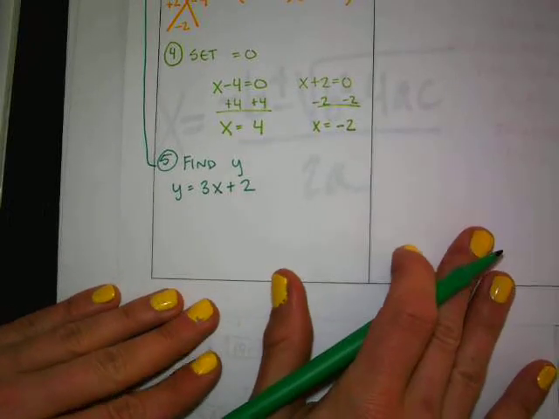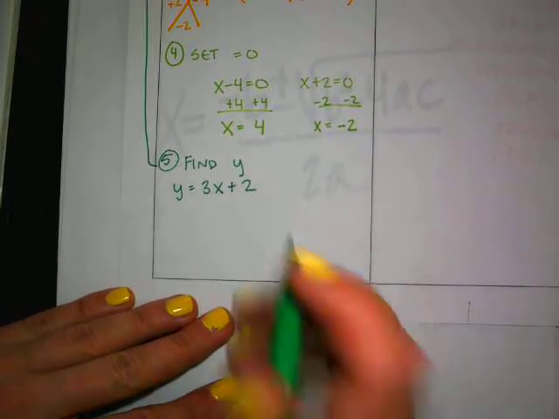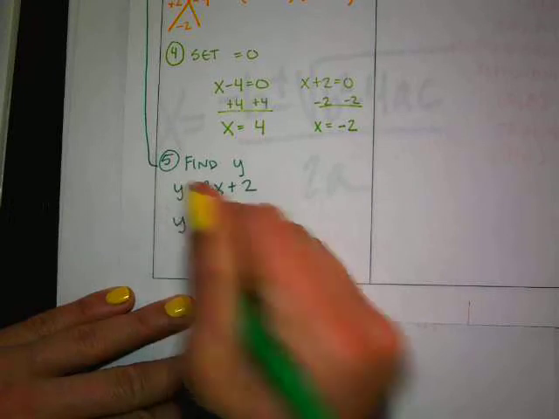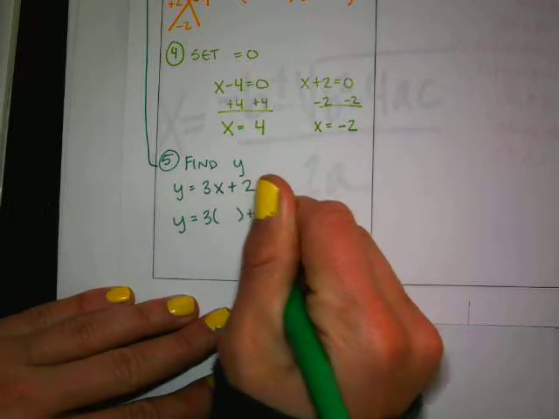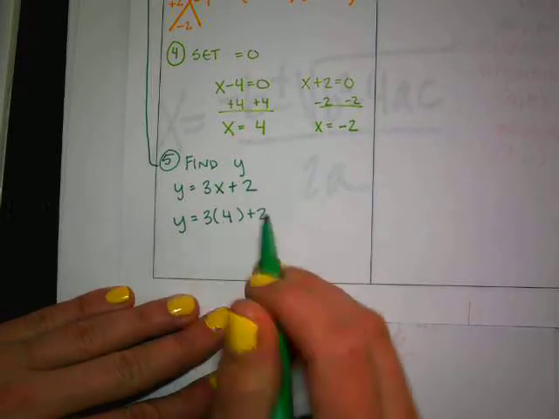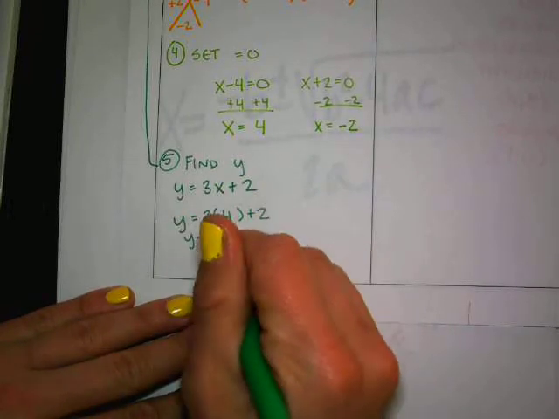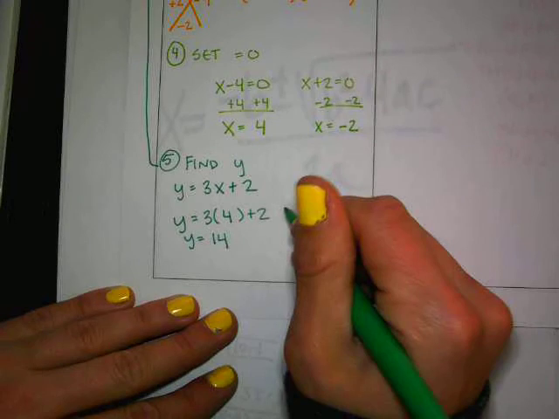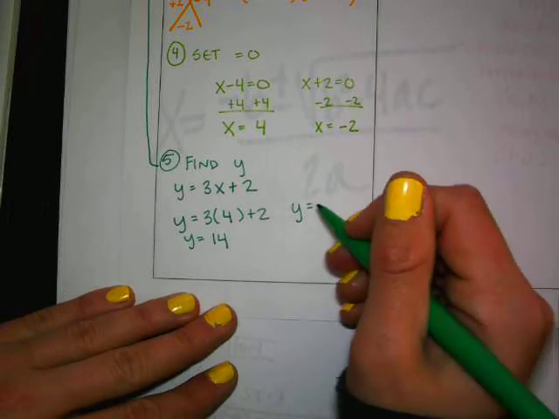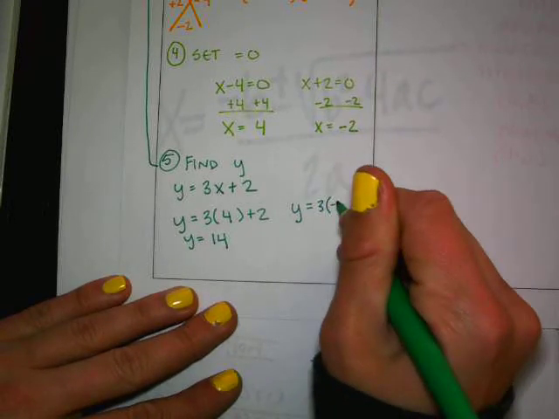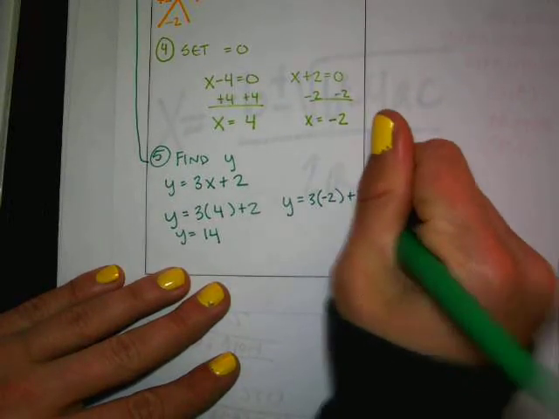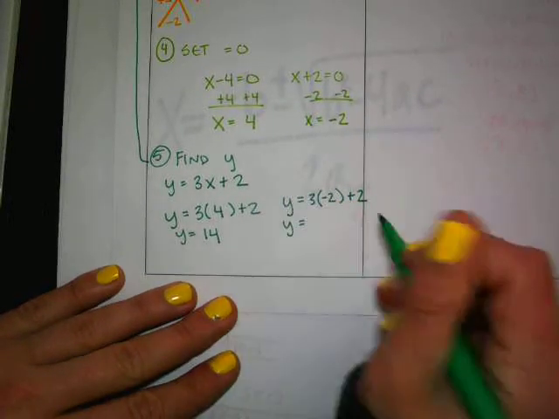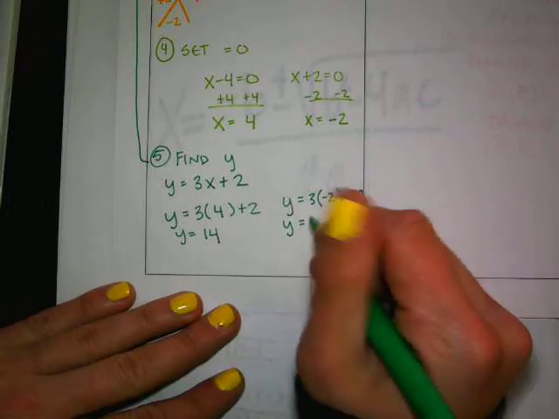All right, so my linear equation is 3x plus 2. For the first point, what x value am I plugging in? 4. So what's 3 times 4? 12. Plus 2? Very good. Okay, for the other y value, what x am I plugging in? Negative 2. And what is 3 times negative 2? Negative 6 plus 2? Negative 4.